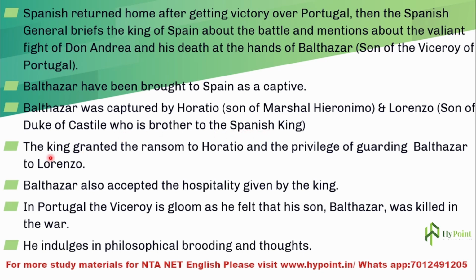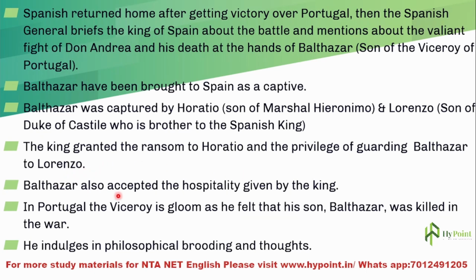And seeing this, the king granted the ransom to Horatio. So Balthazar's father, the Portugal viceroy, has to pay ransom or indemnity to release his son Balthazar. That ransom was granted to Horatio, who valiantly fought in the war and captured Balthazar. And the king gave the privilege of guarding Balthazar to Lorenzo. So he recognized the courageousness of these two people. He granted the ransom money to Horatio and the privilege of guarding Balthazar to Lorenzo.